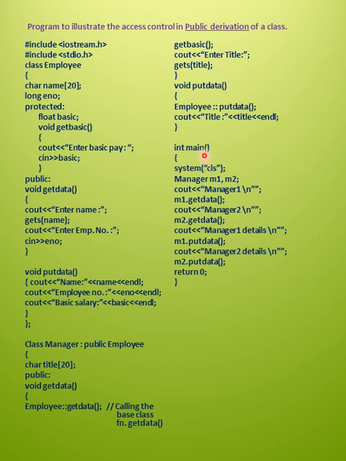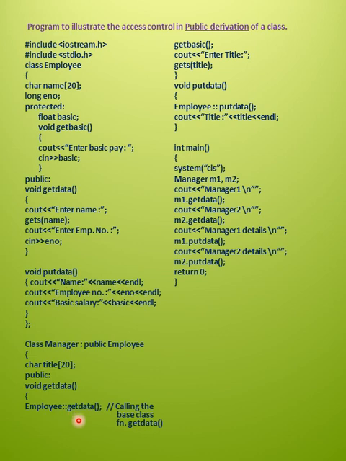Let's see how the program is getting executed. Two objects are created, manager M1, M2. So two objects M1 and M2 are created here. And a message is getting printed, then m1.getData. With the first object we are calling getData function. So the control goes to the derived class getData function here and it comes into the function.